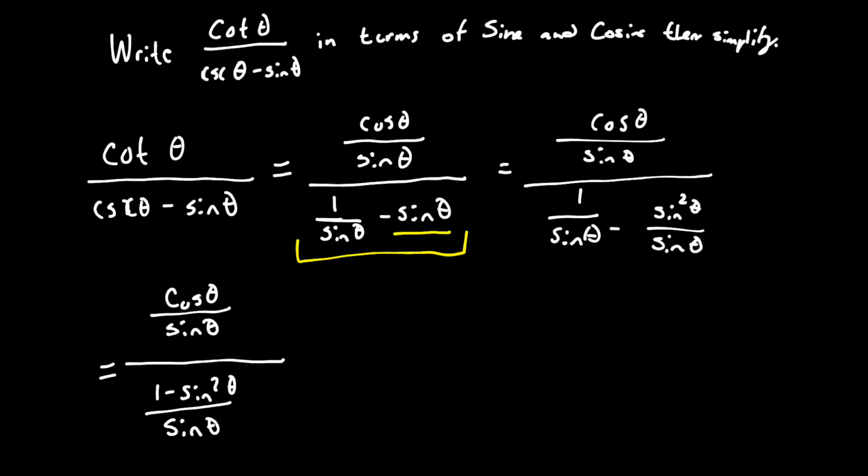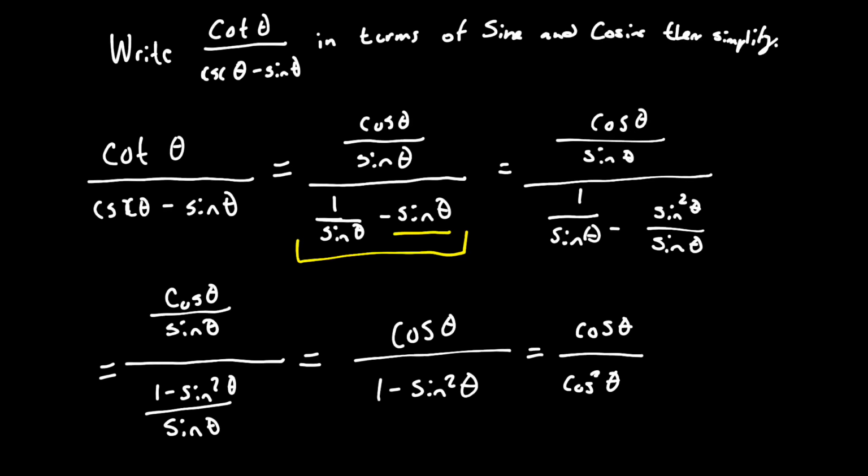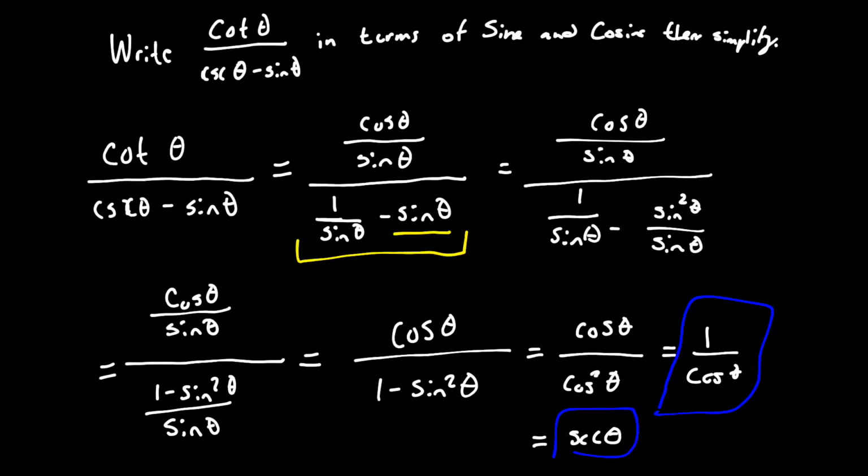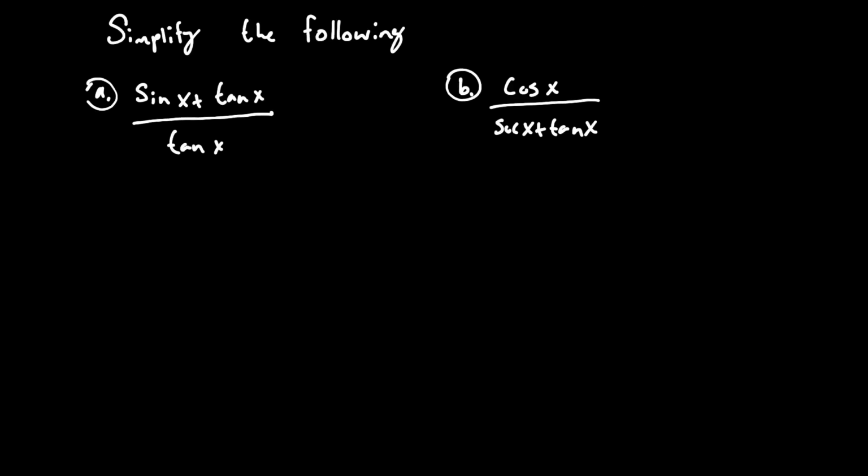Now the sine theta is going to cancel out, and we're left with cosine theta divided by 1 minus sine squared theta. Now replace our 1 minus sine squared theta with cosine squared theta. This becomes cosine theta divided by cosine squared theta, which is equal to 1 divided by cosine theta. So this is our function rewritten in terms of sine and cosine, 1 divided by cosine theta. And if we wanted to simplify this, we could rewrite this as secant theta. And we're done.